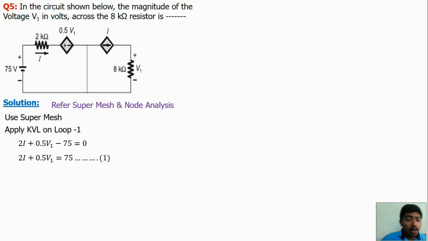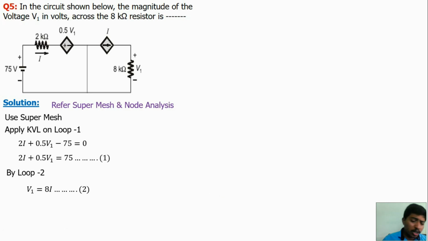Now we need two equations because there are two unknown parameters, I and V1, so we need two equations. If we know another equation, we can find the I value and V1 value. How to find it? By loop 2, by the dependent source. Here the current flowing through the 8 kilo ohm resistance is I, so we can write another equation. By Ohm's law, V is equal to IR, so V1 is equal to 8I. Current flows from positive to negative, so positive voltage.